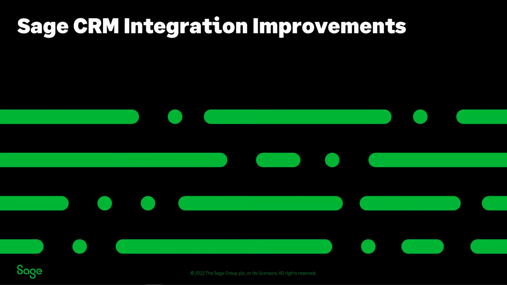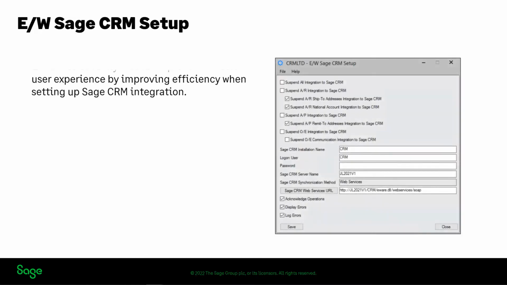Now let's review the Sage CRM integration improvements. There are now changes to access control for Sage 300 2023 when using Sage CRM integration. These new enhanced security measures provide a better user experience by improving efficiency when setting up the integration with Sage CRM.